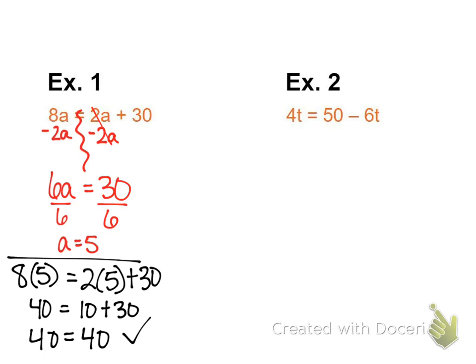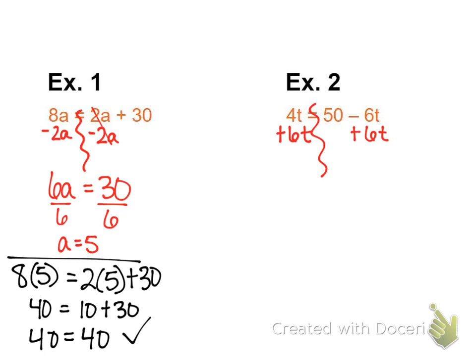All right, on number 2, do we have any distributive property? No. Do we have any combined like terms? No. We need all of our variables to be together. So what do you want to do to both sides? Add 6t, good. We can add 6t on both sides. That'll give us all the t's on one side, anything without a t on the other side.